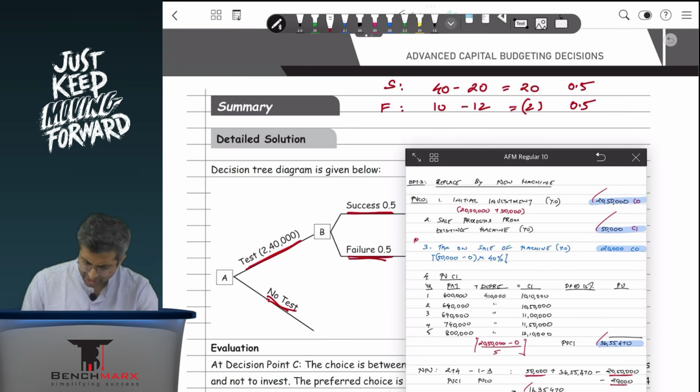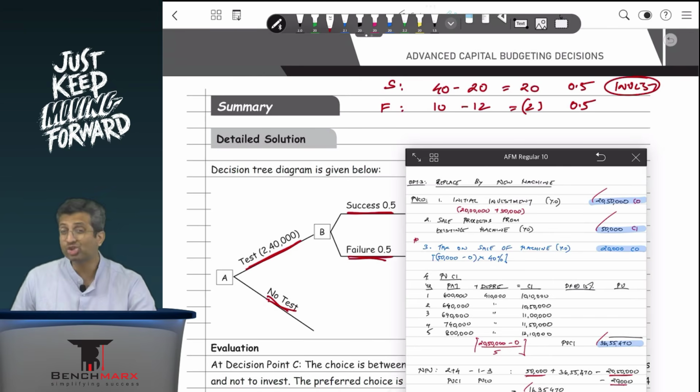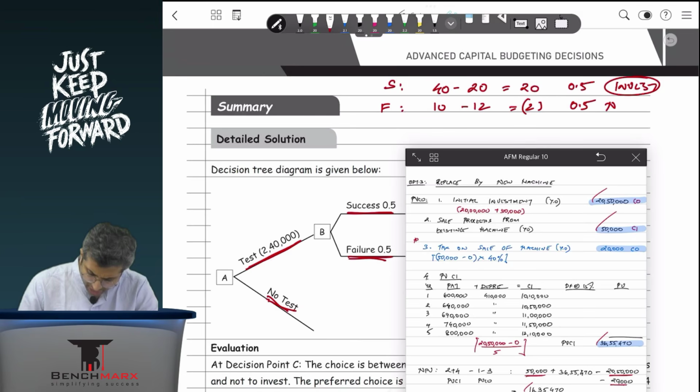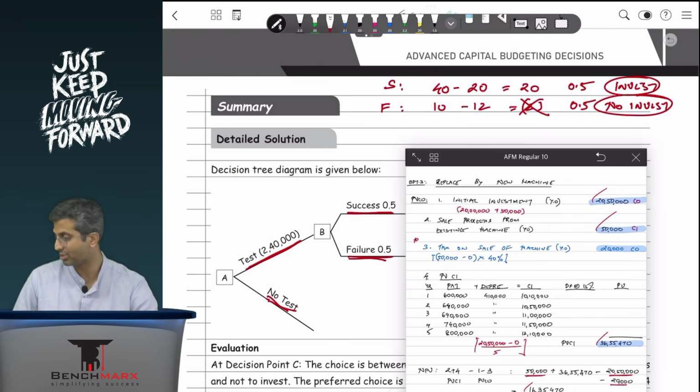So if there is a success, then it is worthwhile to invest a further 20 lakhs because it is favorable. However, if there's a failure, why should I invest further and lose more money? In which case, I can always say that it makes sense making no investment. It's not forced that you have to make an investment later. In which case, let us say this will be 0, and there's a 0 NPV. It's better than a -2 NPV.